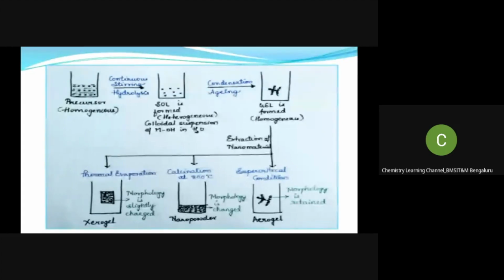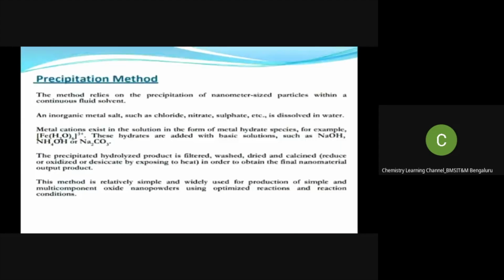In calcination, we heat the gel at 800 degrees Celsius to get the nanomaterial. In this we heat the gel at high temperature, and there is a change in the morphology also. But if morphology doesn't matter so much, then calcination is the best, economical way to access the nanomaterial. The other method of preparation of nanomaterial is the precipitation method.